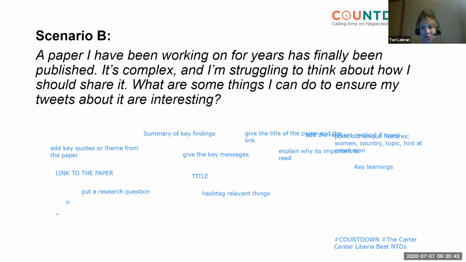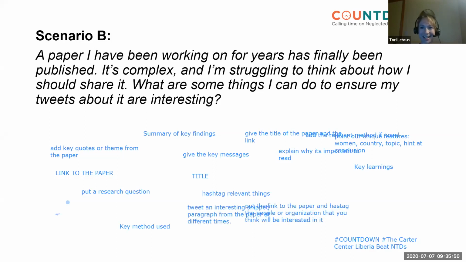We acknowledge that you really can't fit a paper into 280 characters. That's impossible, but you can break it down and share some of your key findings. If, for example, the methods of your work are sort of innovative or different or new, you can share a tweet about the methods, tweet about what's unique about your paper. Like someone just said, that's really what I'm getting at.